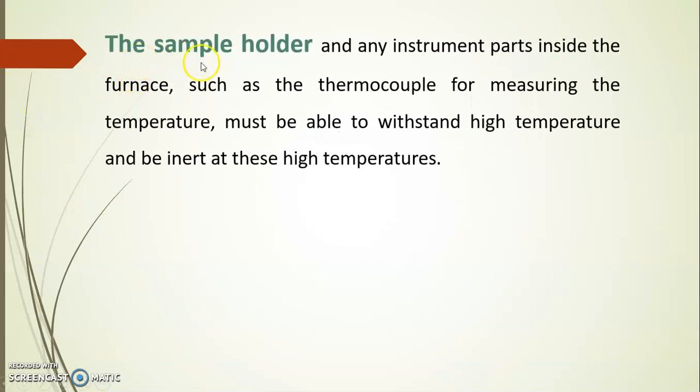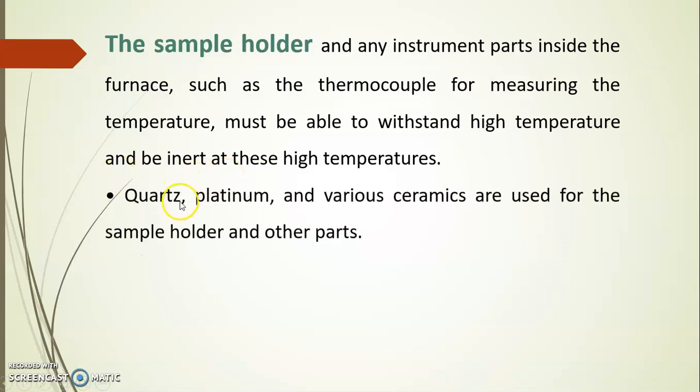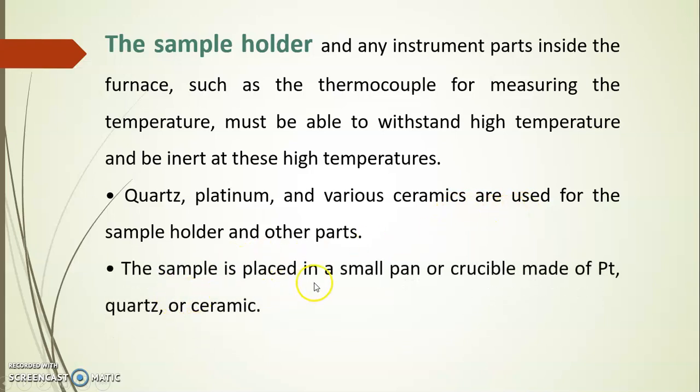Next part is the sample holder. The sample holder and any instrument parts inside the furnace, such as the thermocouple for measuring the temperature, must be able to withstand high temperature and should be inert at these high temperatures. For the sample holder, materials such as quartz, platinum and various ceramics are used. The sample is placed in a small pan or crucible made of platinum, quartz or ceramic.